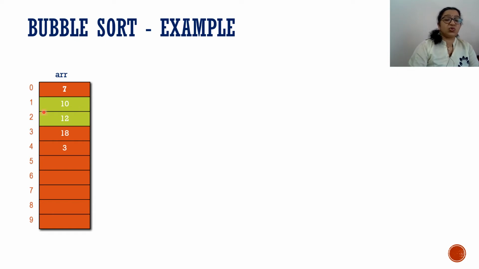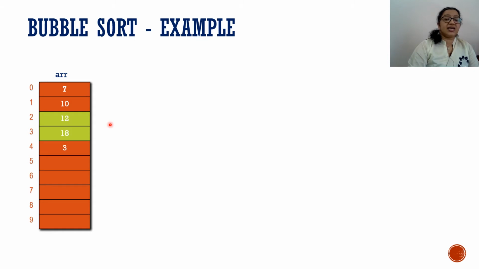Now the next is 2 and 3. So 12 and 18 we are comparing. So 12 is the smaller one here and 18 is the bigger one. So this one is also in proper order. So we don't want to swap it. So 12 is on the second position itself and 18 is on the third position.